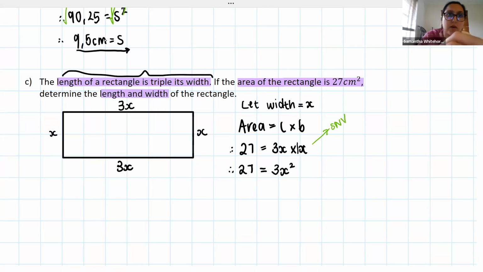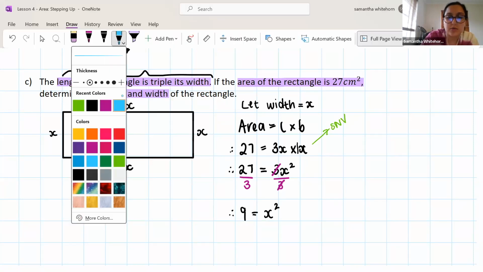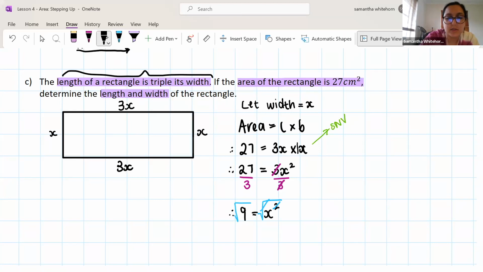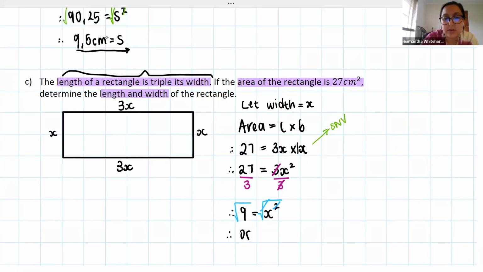I can solve my equation. First thing that I'm going to do is divide both sides by 3 in order to get rid of that coefficient, which means that 9 is equal to x squared. And the next thing that I'm now going to have to do is square root both sides in order to get the x alone. And we know that the square root of 9 technically is plus or minus 3, but because it's a length, we get that x is equal to 3.